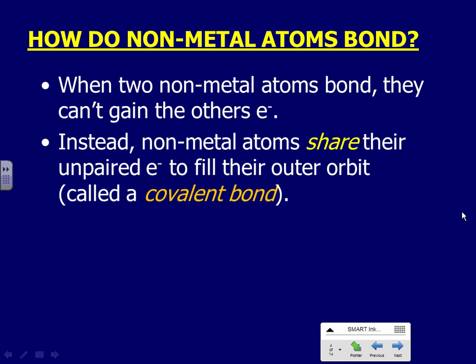Instead, nonmetal atoms share their unpaired electrons to fill their outer orbit. And we call this shared pair of electrons a covalent bond. Again, I'll talk about where the term covalent comes from once we start drawing some of these structures.